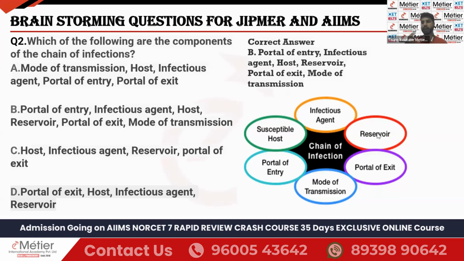Next is portal of exit. After multiplication, in some way it will get out through the wound, through nasal secretions, or through blood. That is called the portal of exit. After exit, it needs a mode of transmission, such as direct contact or airborne infection. That comes under mode of transmission. Through this mode of transmission, it will spread to another person. This is the chain of infection. You should know the first point is portal of entry, and finally mode of transmission. This is the pathway, so don't forget the order. These two you can interchange: susceptible host and infectious agent, you can interchange them.